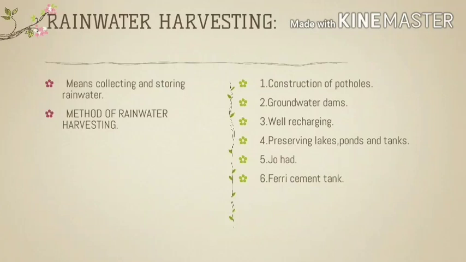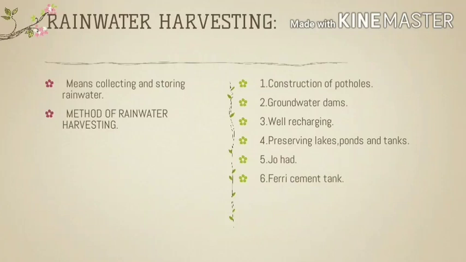Some of the wells do not have water at all, so the rainwater is directed towards these wells, and the wells get recharged. Then preserving lakes and ponds: the rainwater is channelized to the lakes and ponds that are in and around the urban area. That way the water gets stored in those lakes and tanks.